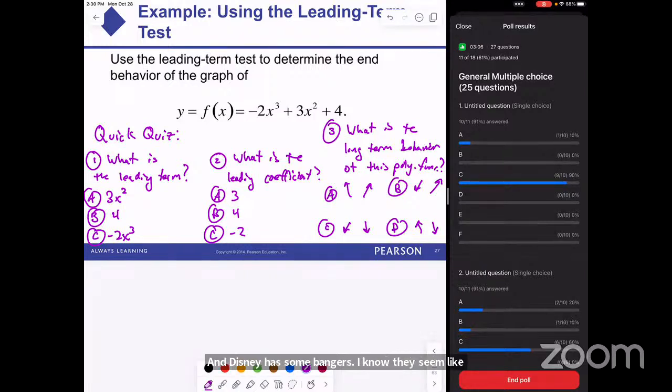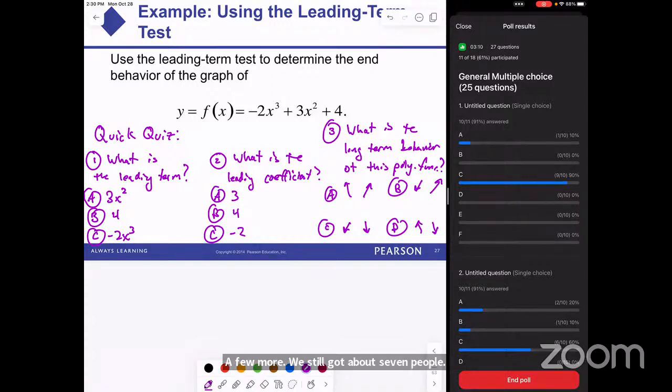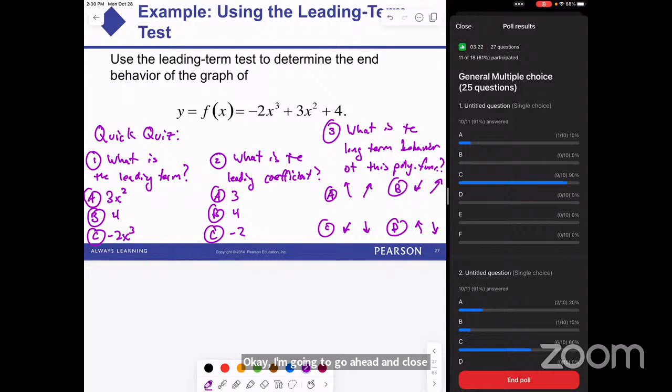A few more. We still got about 7 people. So you want to make it a habit of being engaged, because I'm gonna start counting these, and you don't want to be docked for free stuff. Okay, I'm gonna go ahead and close the poll. Hold your peas and rice, in 5, 4, 3, 2. Can we get one more in there? That's okay. We're good. All right, let's close the poll.